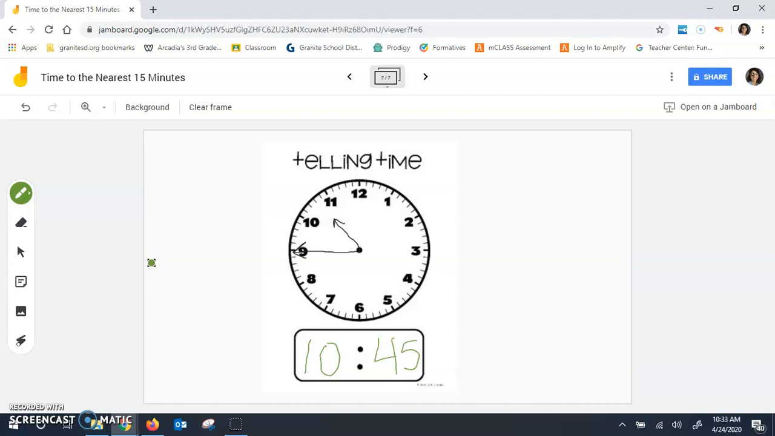There you have it, boys and girls. Just always remember your minute hand is your nice and long hand, and your hour hand is your short one. And if you're in between 2 hours, go with the smaller one.